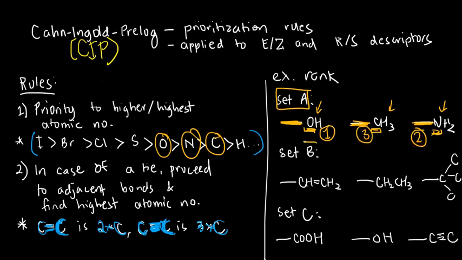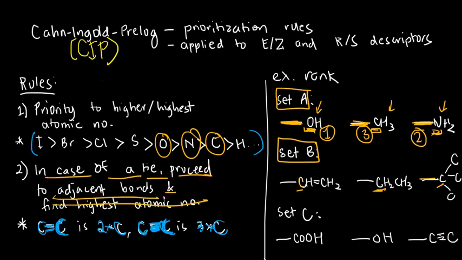Now how about set B? In all cases, you have carbons, right? And the only difference is the type of hydrocarbon. Here I have an alkene, here I have an alkane, here I have an alkane, but it's drawn differently. And here we need this one. In case of a tie, proceed to the adjacent bonds and find the highest atomic number.